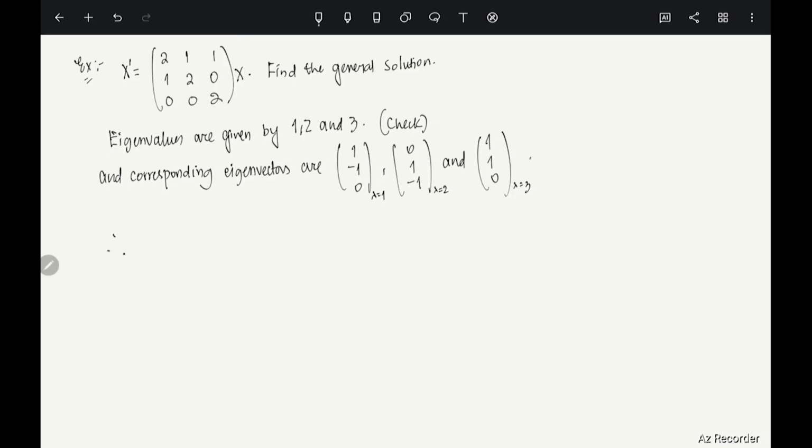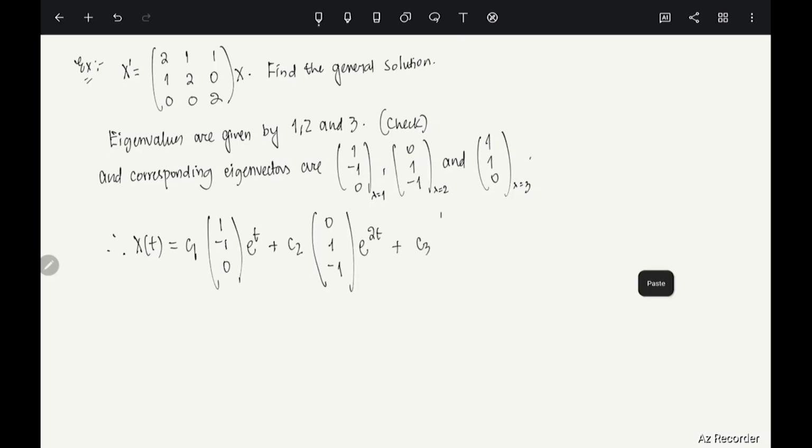So therefore, with distinct eigenvalues, the eigenvectors are linearly independent. So the general solution in this case, the solution space is of 3 dimensions. The general solution x of t will look like c1 times the vector (1, -1, 0) times e to the power t, plus c2 times the second vector (0, 1, -1) times e to the power 2t, plus c3 times the third vector (1, 1, 0) times e to the power 3t. That's what you are going to get.